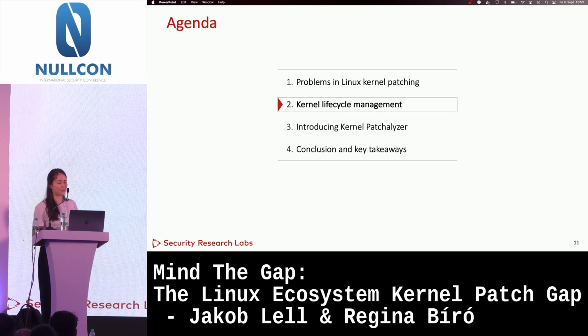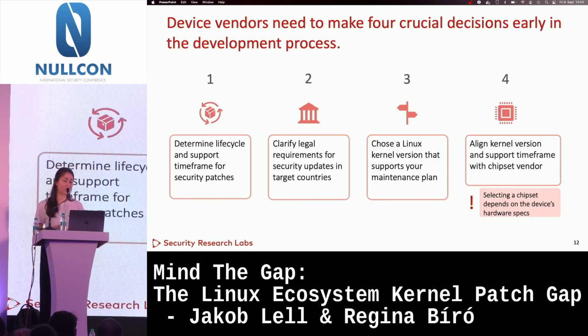So let's continue on the kernel lifecycle management. First of all, I want to talk about the main problems of device vendors. We identified 4 critical areas. The first one is determining the life cycle and the support timeframe for security patches. The second is some legal requirements. The third one, which is crucial, is choosing a Linux kernel version that supports the maintenance plan that you have. And finally, you also have to align the kernel version and support timeframe with your chipset vendor. And of course, you cannot just choose any chipset vendor because this is highly dependent on your device's hardware specs.